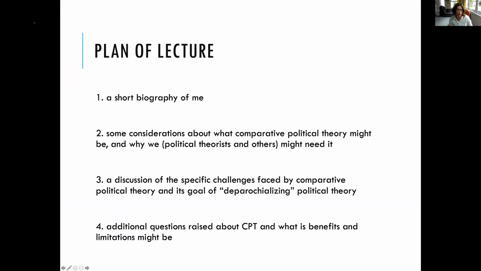We then go on to talk about the specific challenges faced by comparative political theory and its goal of deparochializing political theory. So it turns out that a proper deparochialization or a proper globalization of political theory is actually harder than you might think. It's not simply a matter of adding non-Western thinkers and giving it all a good stir. It actually has a lot to do with on what terms we include.